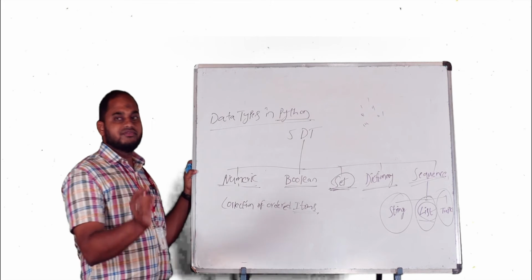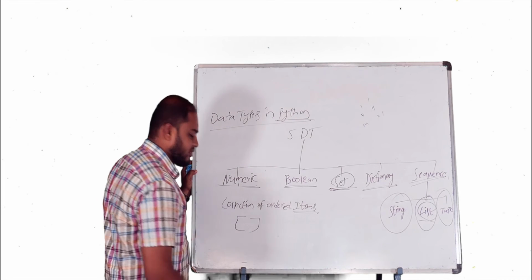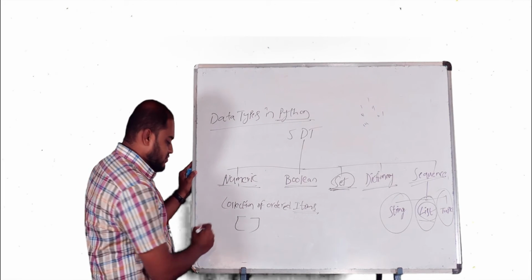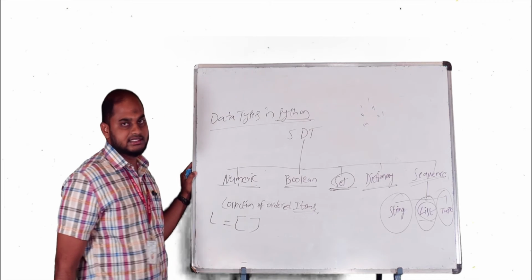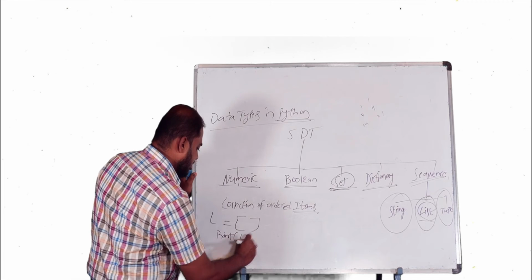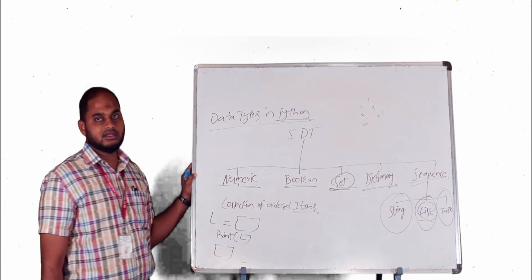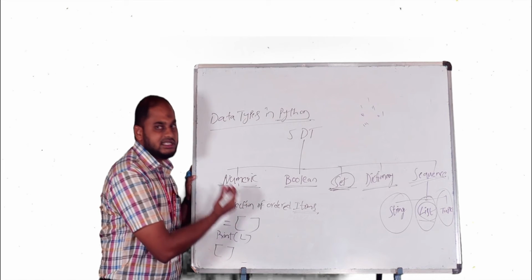If you want to define a list in Python programming, you are going to use square brackets. So L is equals to square brackets. When you print L, what is the output you are going to get? You will get an empty list, because there are no elements present inside the list.